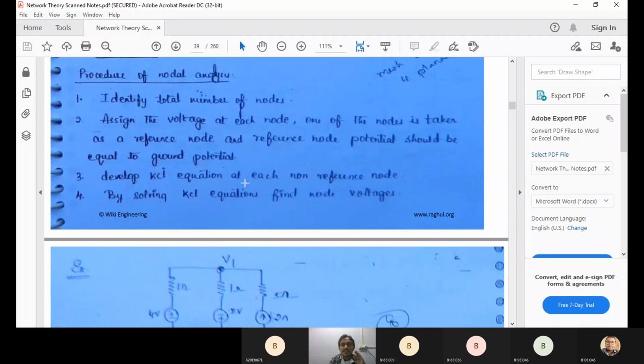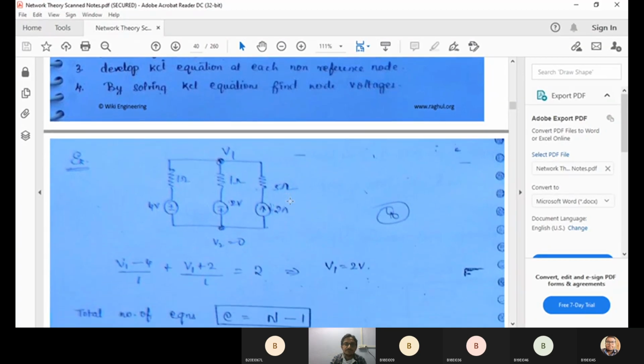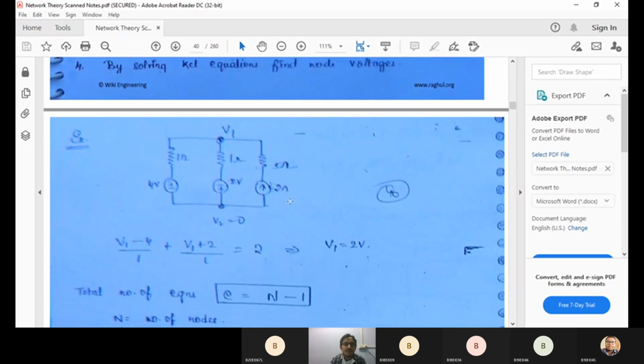Your nodal analysis is nothing but KCL and your mesh analysis is nothing but KVL. Remember this point. Your nodal analysis is nothing but KCL application and your mesh analysis is nothing but KVL application. By solving KCL equations, finally we can find out the nodal voltages. Okay, so we need to find out V1. This is the only potential that we are having. So you can take another ground value as 0.